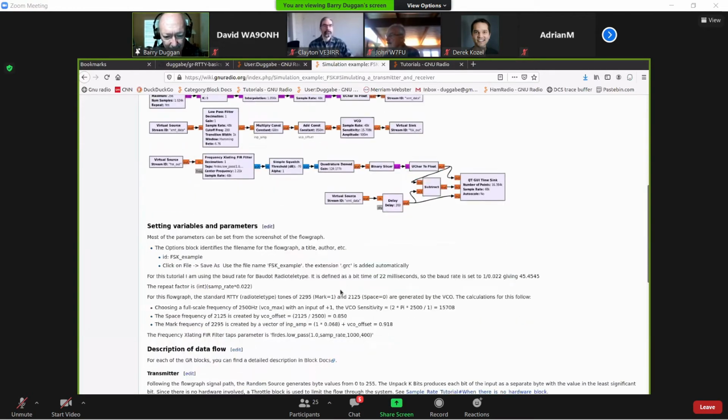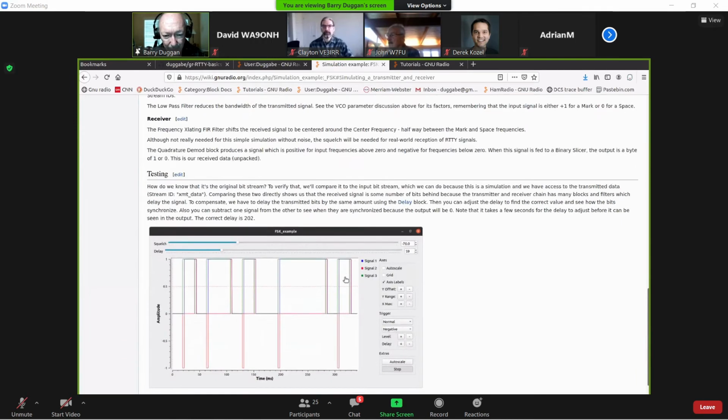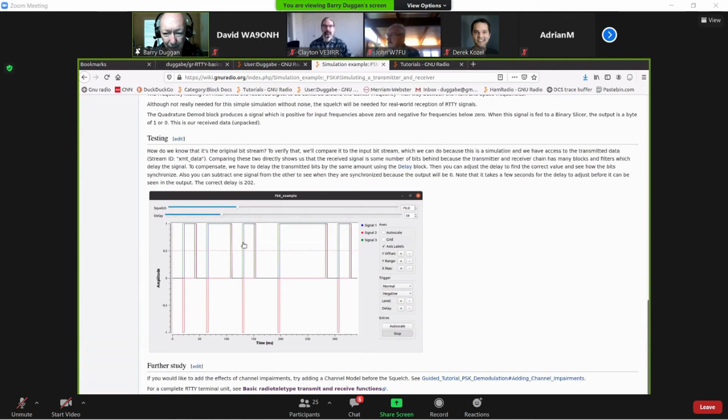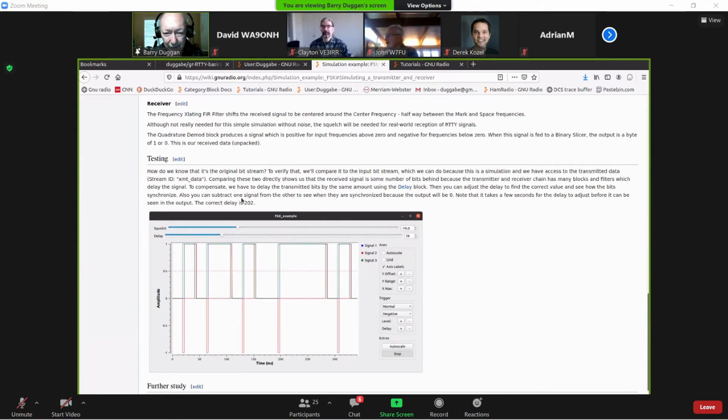So if you go down here to the bottom of this example, you see the green is the transmit and the blue is the received, and there's a delay. I took this picture with a delay of 59. If you do it with a delay of 202, then all the red goes away and these two patterns overlap.